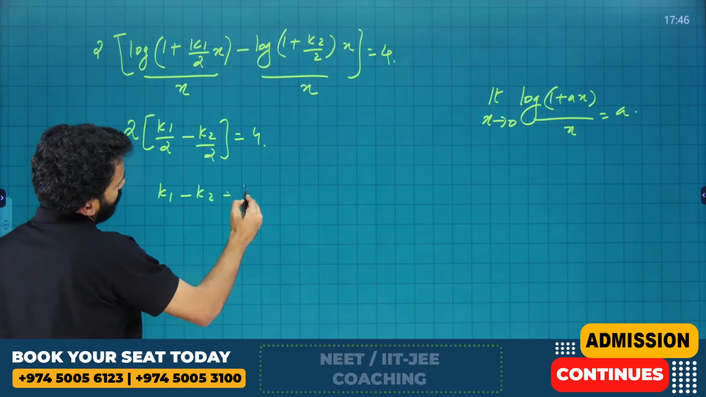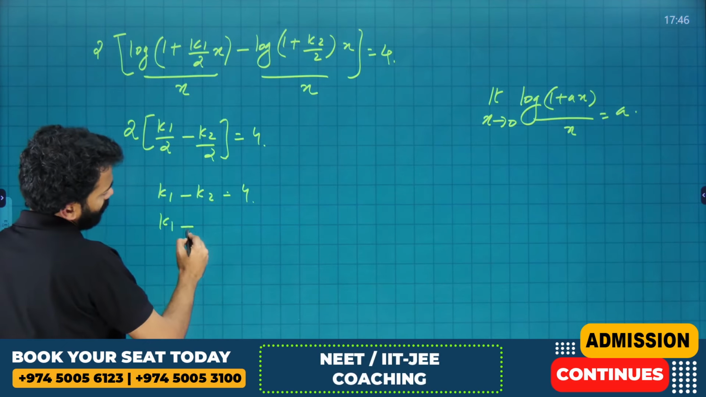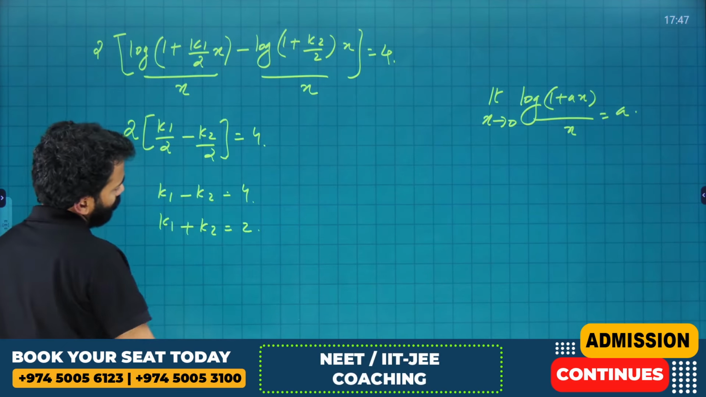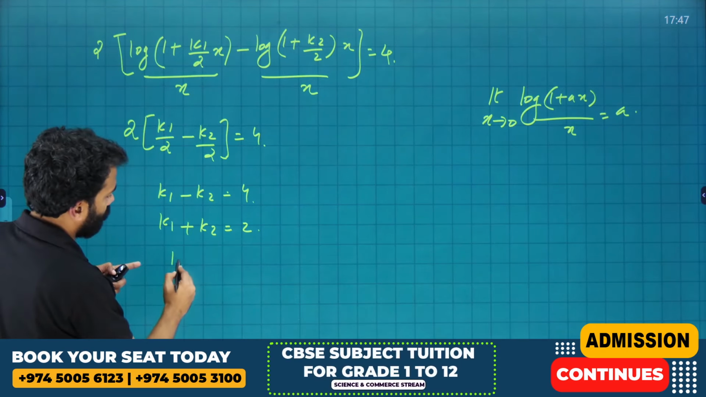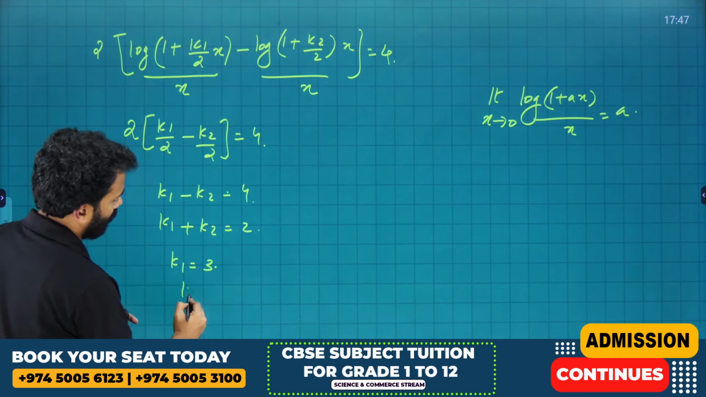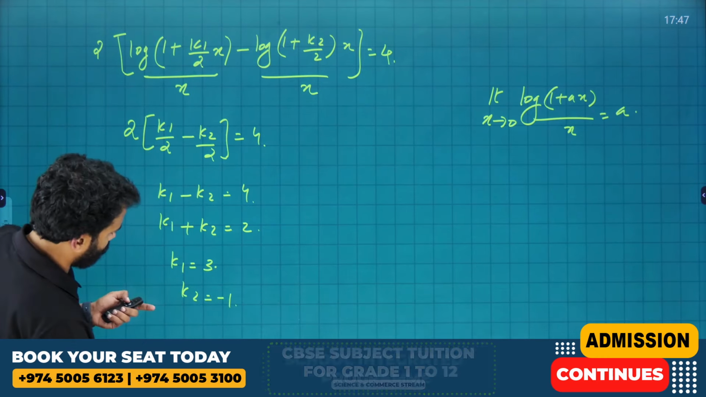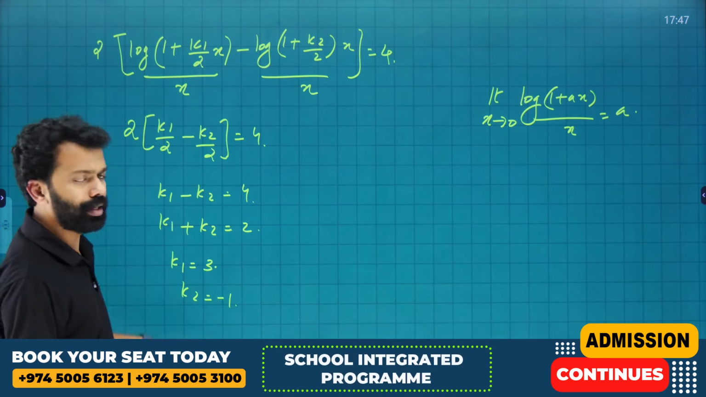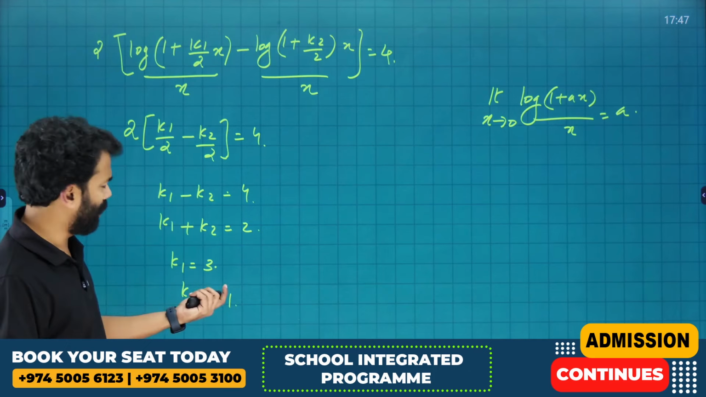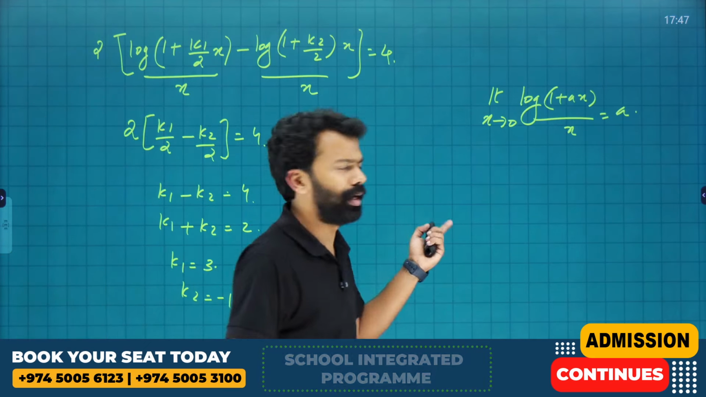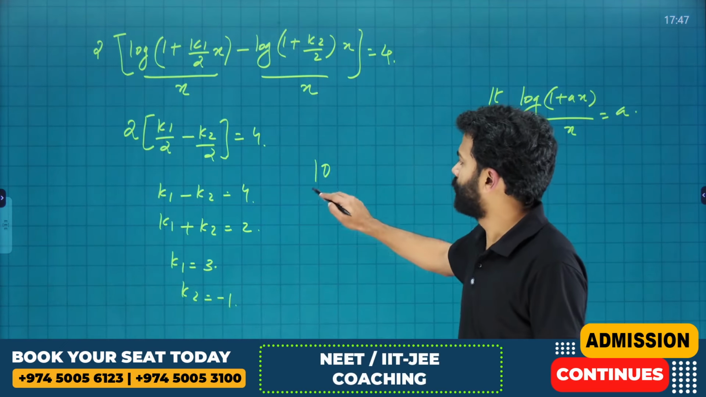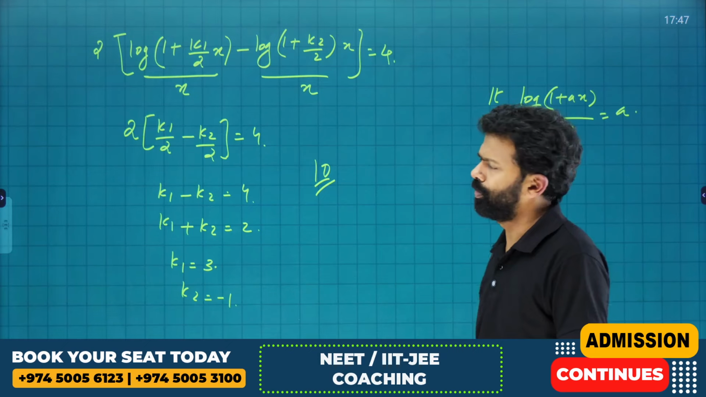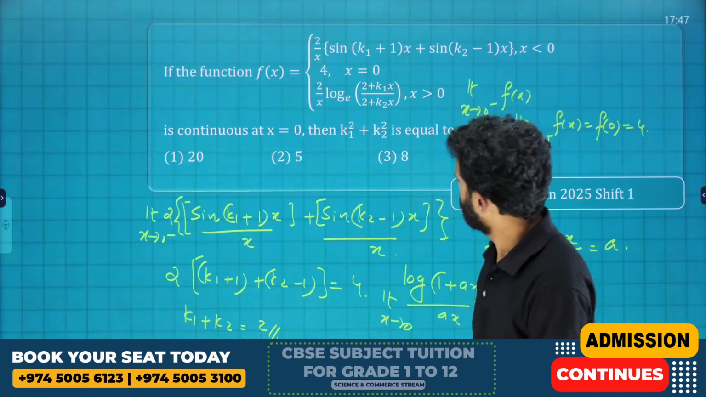k1 minus k2 is equal to 4, and our previous equation was k1 plus k2 is equal to 2. Therefore, from this you will get k1 is equal to 3 and k2 is equal to minus 1. I think you need to square and add it, right? Therefore, k1 square plus k2 square will be 3 square plus minus 1 square, which is 10. A very easy and doable question.